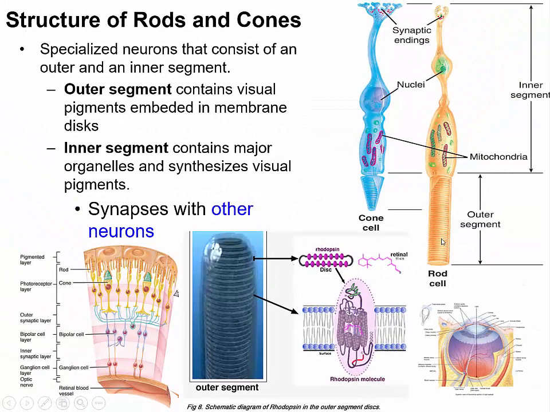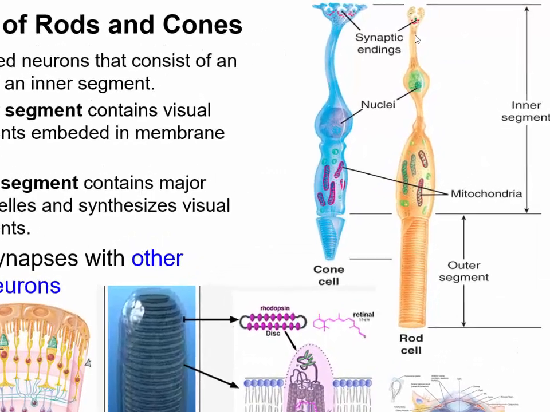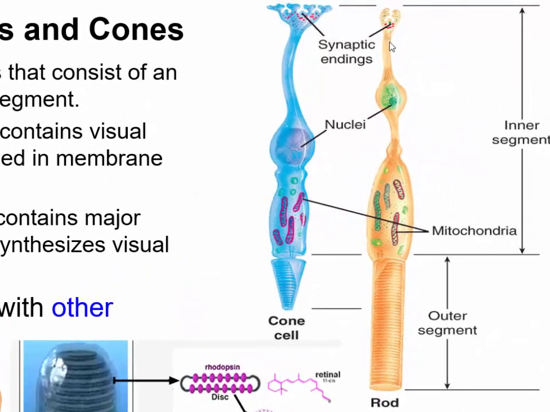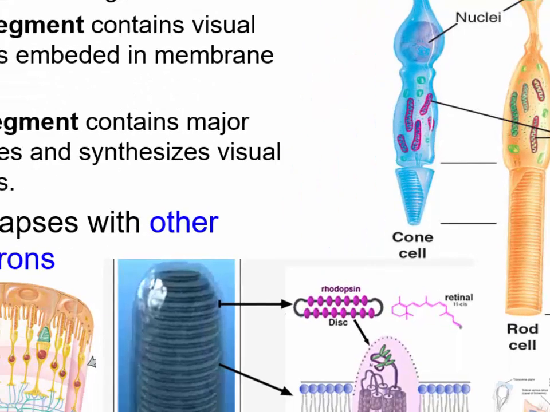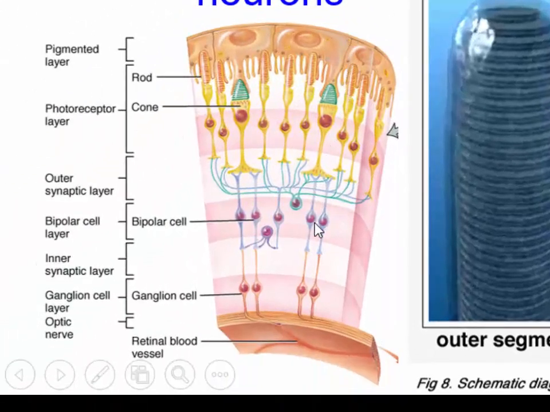A portion of the outer segment is what is embedded in the pigment epithelium. Now the inner segment of this, shown here, consists of the nucleus and major organelles that help synthesize those visual pigments. They also have at the very end the synaptic endings here that are going to synapse with the bipolar cells. So in looking at this, here are the bipolar cells, and they're going to synapse with these synaptic endings of the rods and cones.